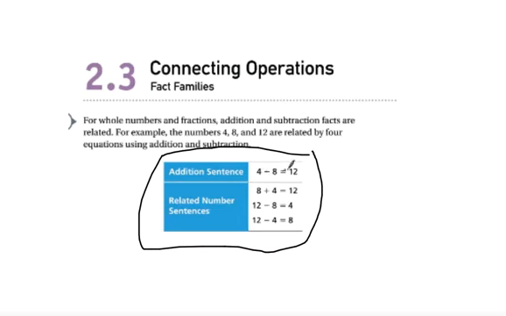So remember, 4 plus 8 gives us 12. The related sentences, because remember there's going to be a total of 4, so the other 3, you can go 8 plus 4 equals 12, 12 take away 8 equals 4, and 12 take away 4 equals 8.